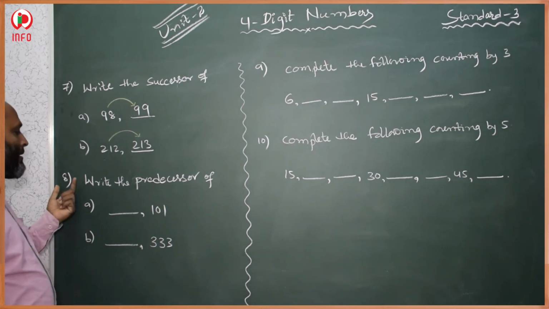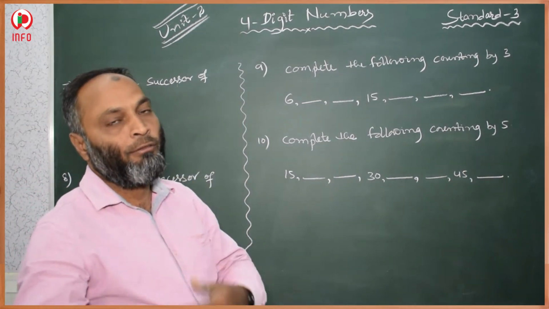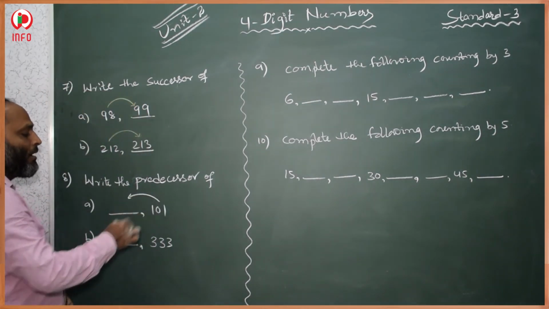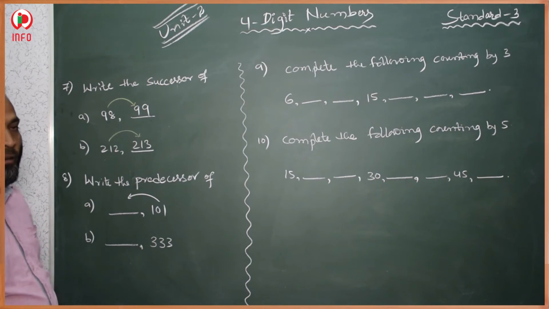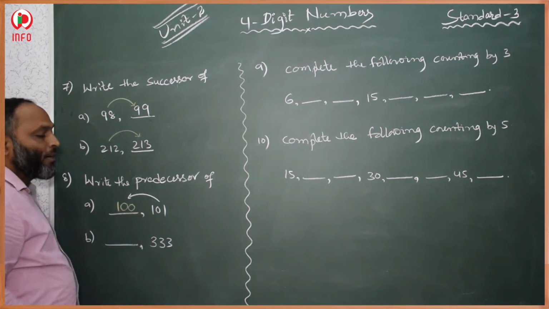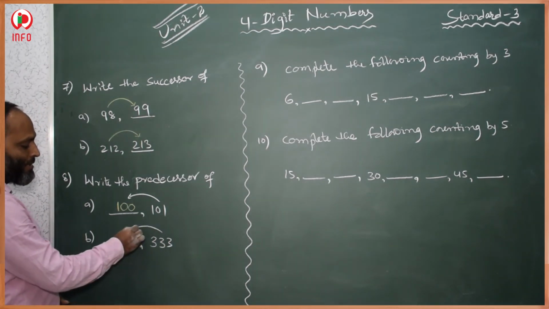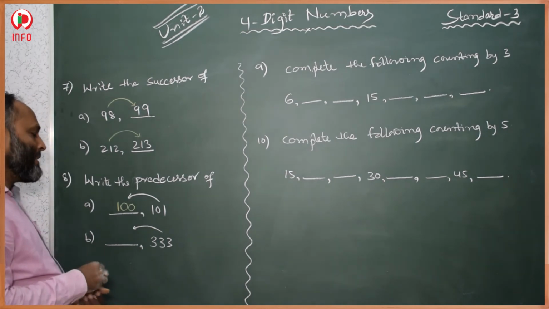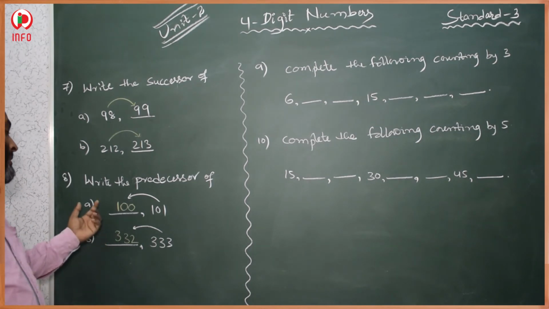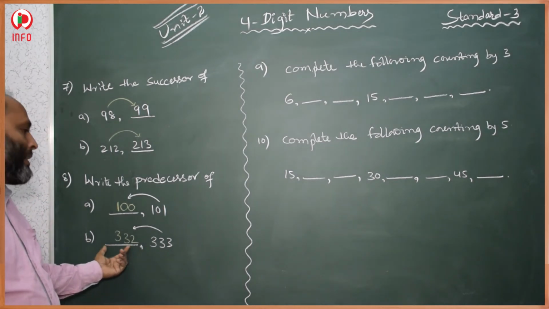In the next question, he is asking for the predecessor. Predecessor means the number before, so we have to subtract 1. If we subtract 1, what number comes? That is the predecessor. So the predecessor of 101, if we subtract 1, is 100. In the same way, for 333 we subtract 1, and the answer is 332. The 101 predecessor is 100 and the 333 predecessor is 332.